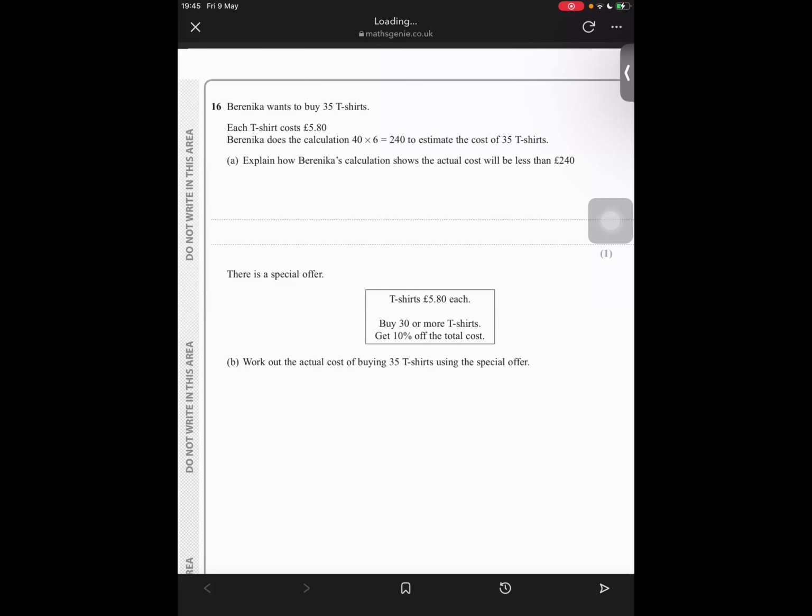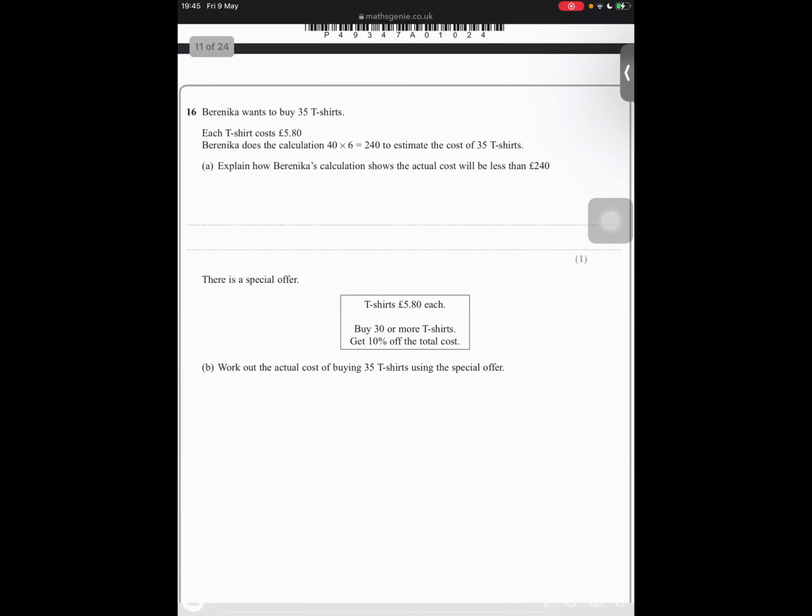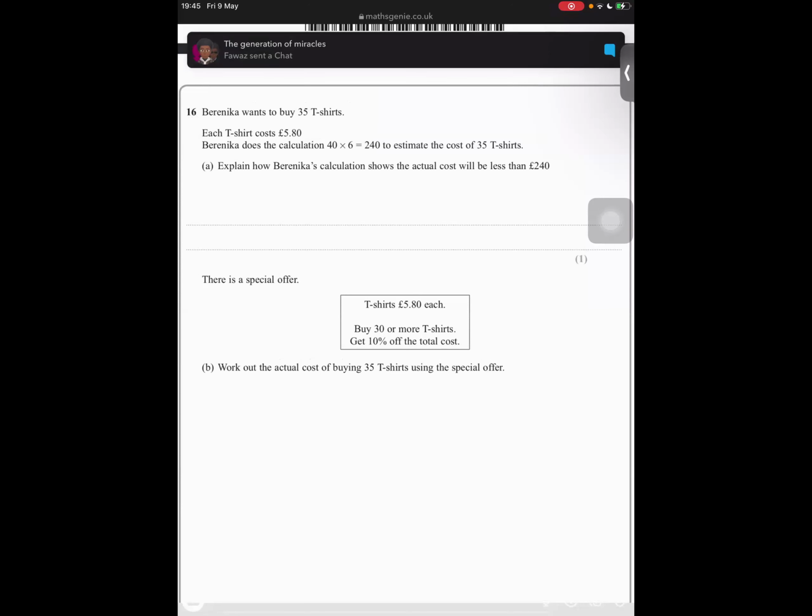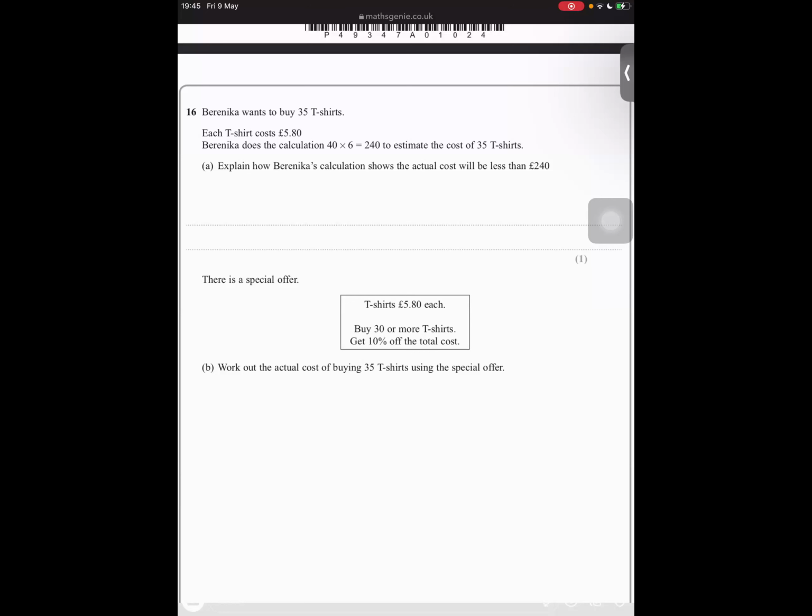The next question says there is a special offer: buy 30 or more t-shirts, get 10% off the total cost. Right? Okay. It says, what is the actual cost of buying 35 t-shirts using the special offer? So now we're no more approximating. We are using exact values. So what are you going to do? You're going to multiply 35 by what?